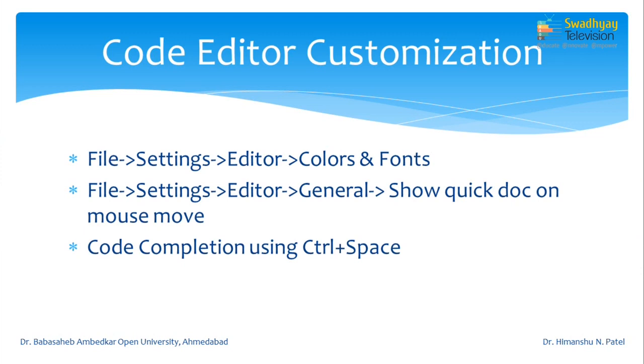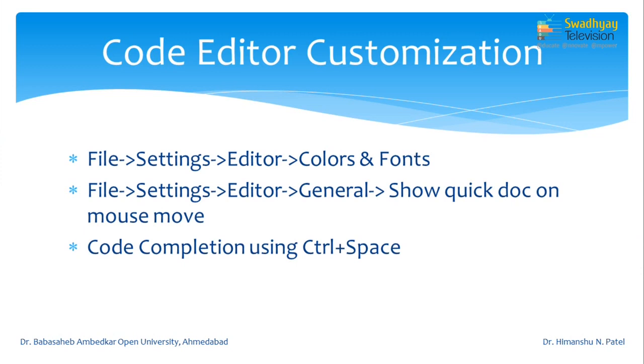Next is a setting which is useful for showing quick help for your code. For that you have to go to the file menu, then the settings option, then editor, then select the general option and inside that check the option called show quick doc on mouse move. You can also specify the delay by which help will be shown whenever the mouse is moved over the code. This option is helpful for showing help whenever you move your mouse over some code in your code editor.